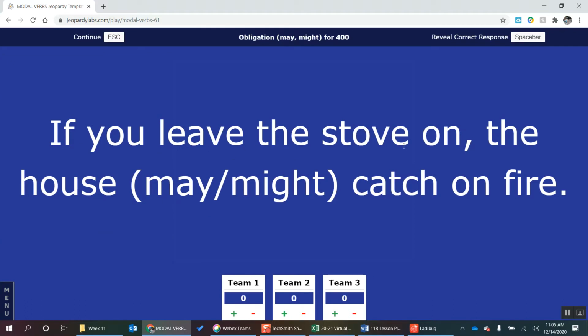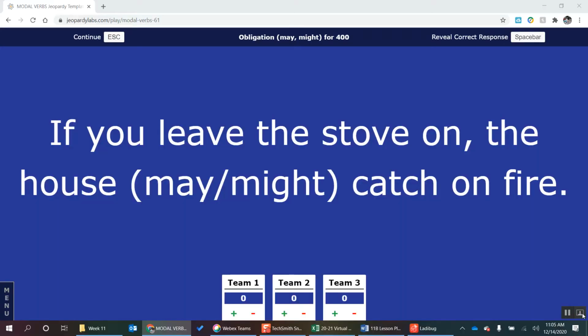If you leave the stove on, the house blank catch on fire. What do you think? It's going to be if you leave the stove on. What's the one where we use if you leave the stove on? It's going to be might. If you leave the stove on, the house might catch on fire. Might. Oops.